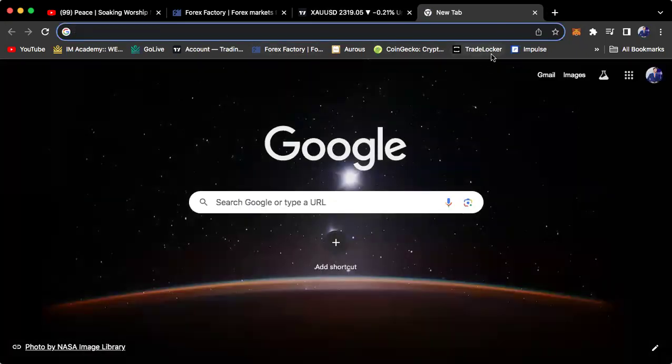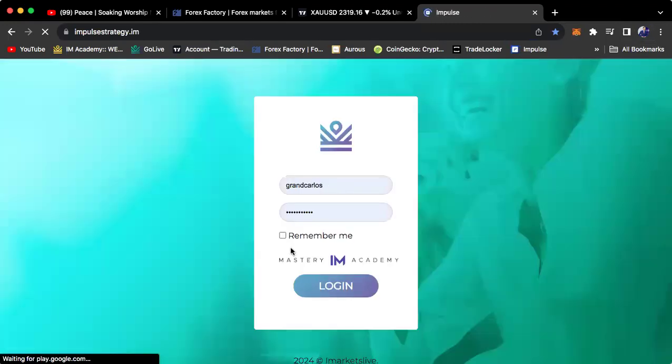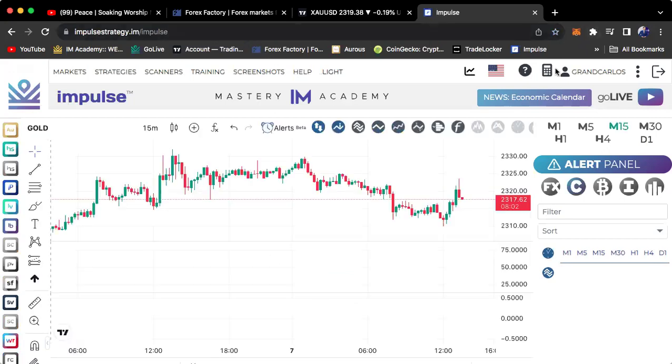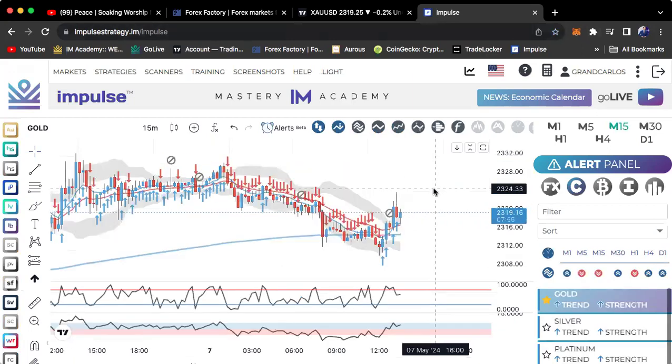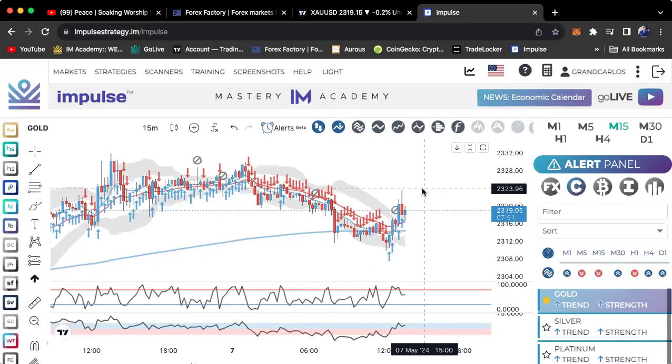I'm gonna look at my scanners. I'm gonna go to impulse. And I like to use impulse because it tells me where price is heading. It gives me the momentum of the overall market. And then I'm able to determine where it's going, and it gives me more confidence to enter the trade.